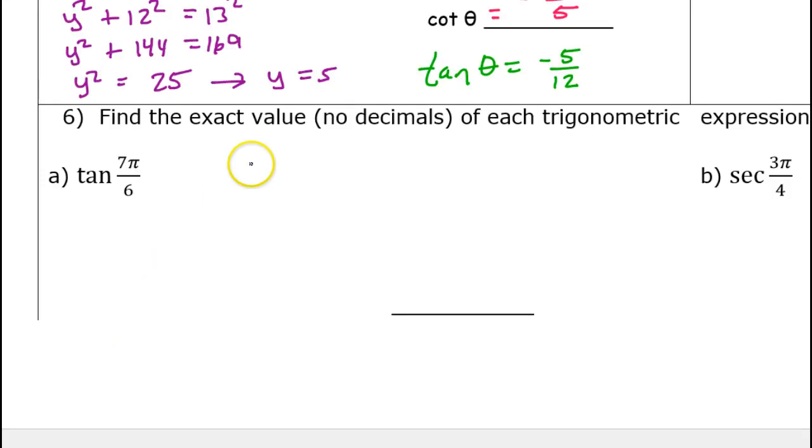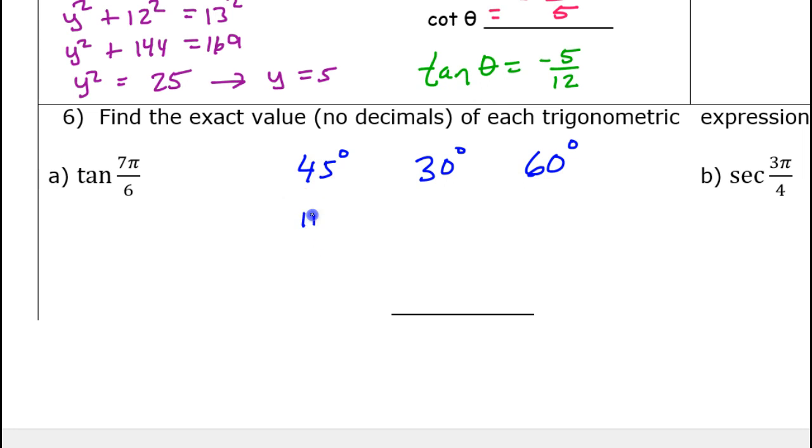Alright, in this video we will find the exact value, no decimals, of these trigonometric functions. What I'm about to show you only works for special angles, special reference angles. So the special angles, remember your 45, 45, 90 triangle? So 45 degrees is a special angle. Remember your 30, 60, 90 triangle? So 45 degrees, 30 degrees, 60 degrees. These are special angles with special values.